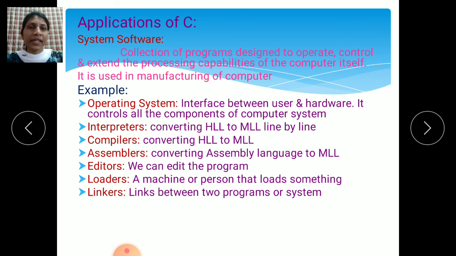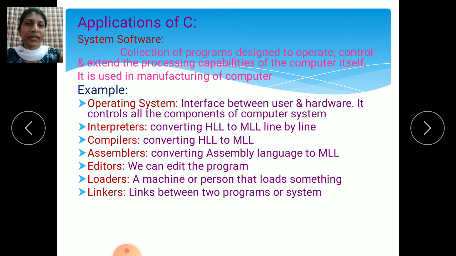First one is the operating system. Operating system means what? The operating system code will help to operate the system, which means the user can easily operate that system. It is the interface between the user and the hardware. It controls all the components of the computer system, so the user can easily use the hardware. That is called the operating system.